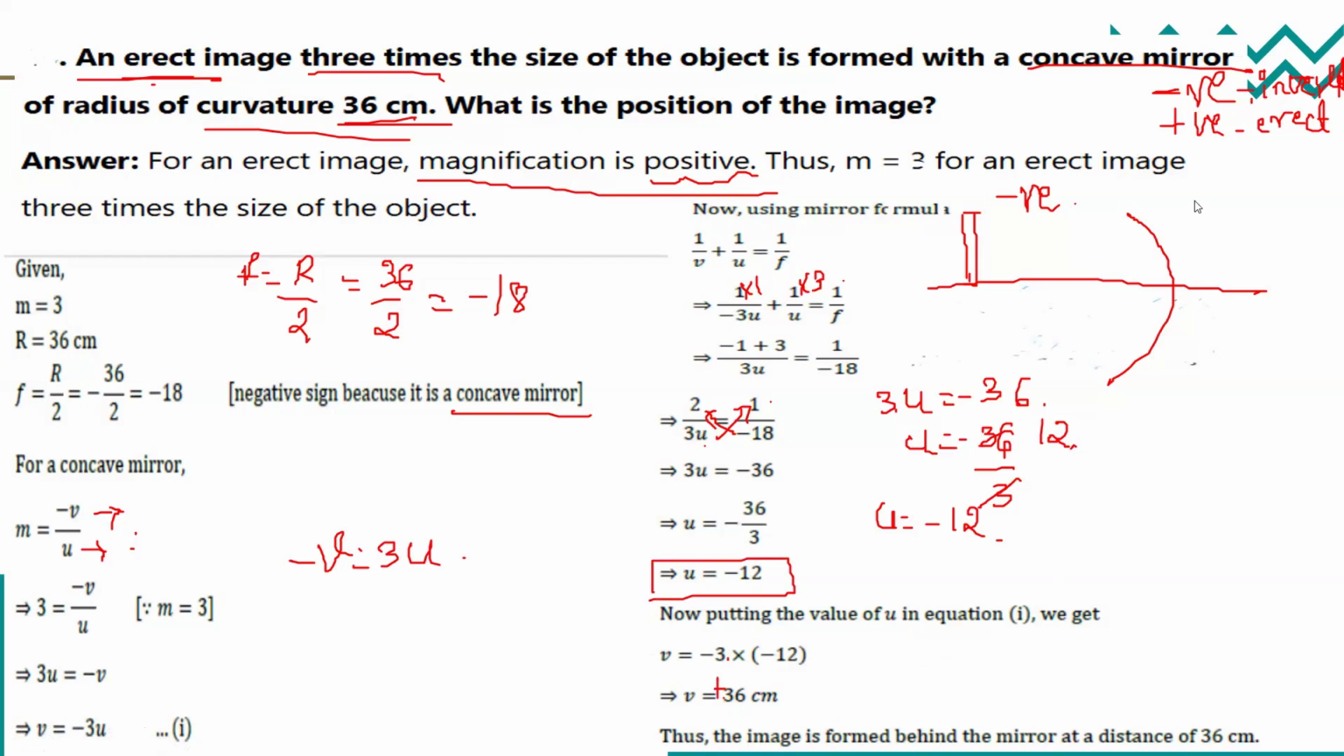So behind the mirror, here it is a concave mirror. If the image is formed in front, then it is negative. But what we got is positive. So positive means it is behind the mirror. Therefore, the image is formed behind the mirror at a distance of 36 centimeter. Understood?